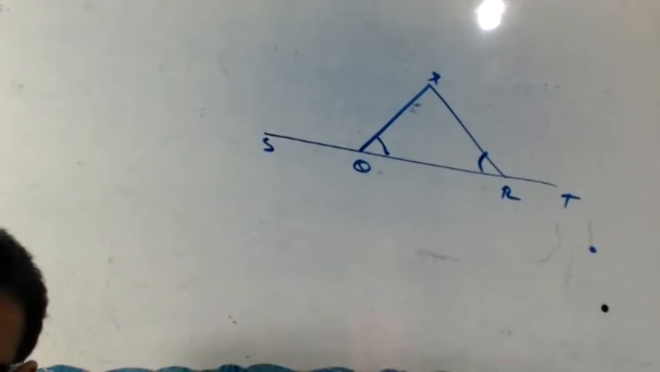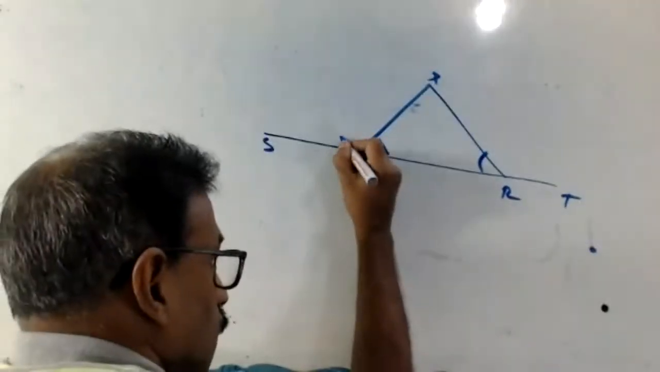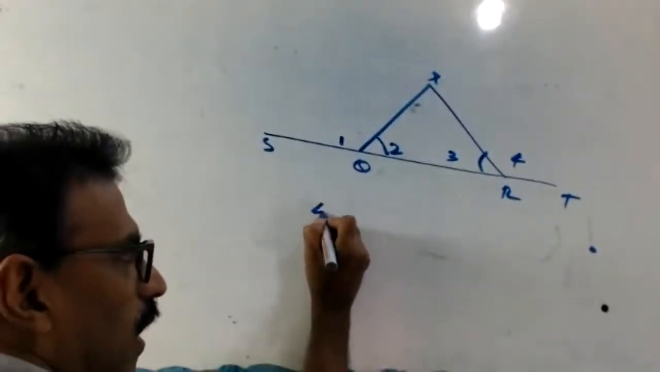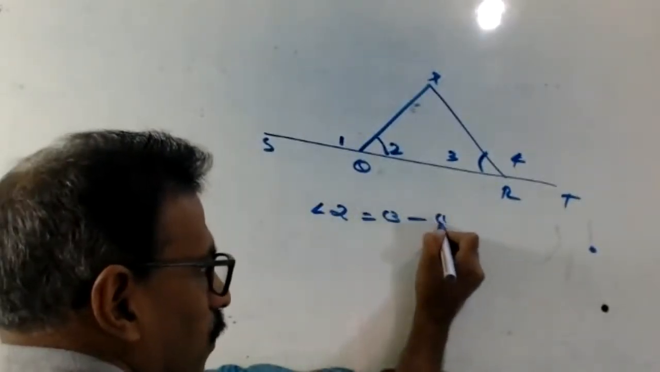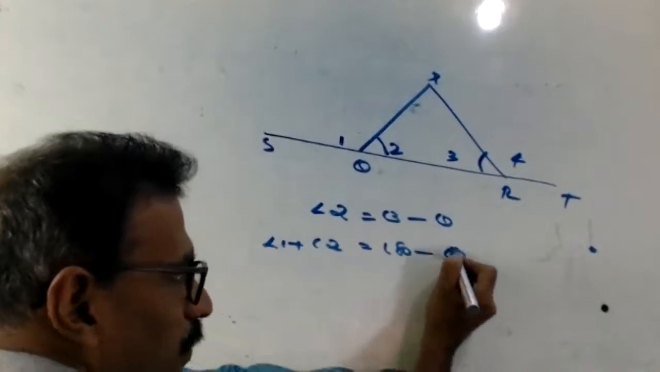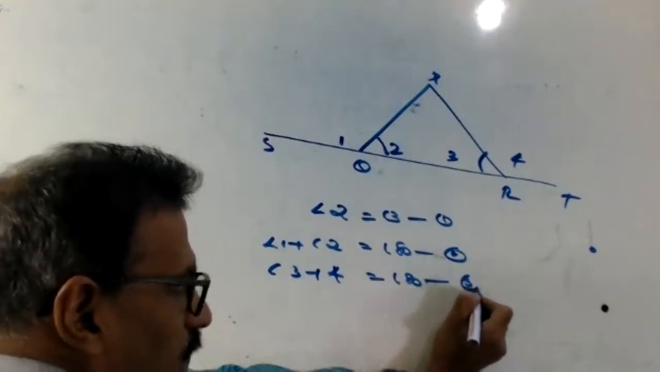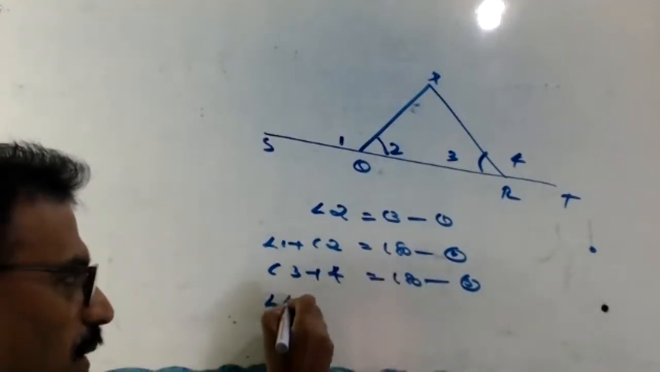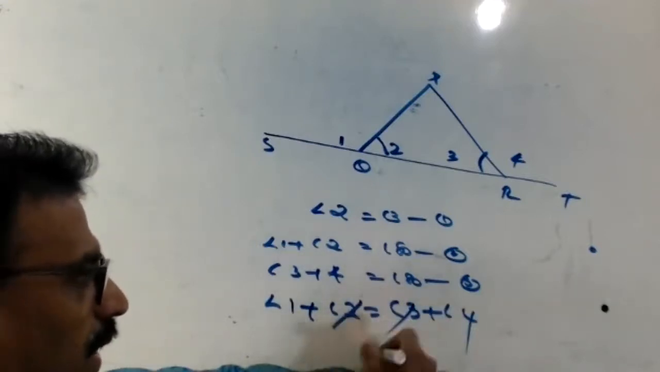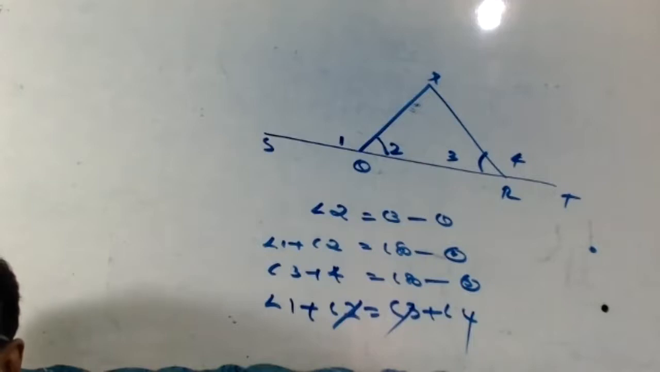Okay. All finish. You did this question here. Look at here: 1, 2, 3, 4. We know that angle 2 equal to angle 3, number 1. Angle 1 plus angle 2, 180, number 2. Angle 3 plus angle 4, also 180, number 3. Here 180, here 180. So angle 1 plus angle 2 equal to angle 3 plus angle 4. 2 and 3 cancel. So 1 equal to 4. We did, correct or not? You did this question.